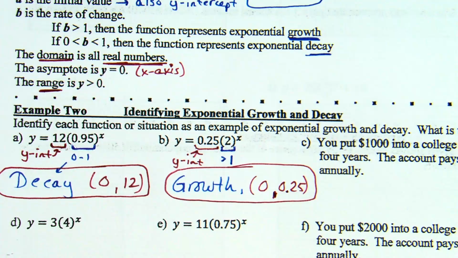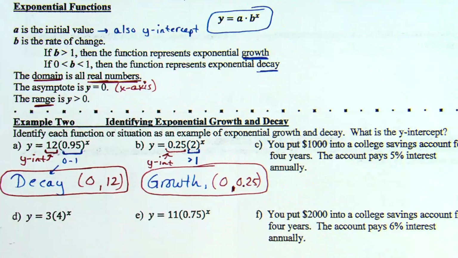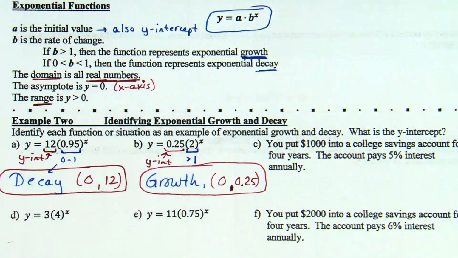You put $1,000 into a college savings account for 4 years. The account pays 5% interest annually. We don't have an equation to look at, but use the idea of the situation here. Is this an example of exponential growth or decay? Growth. Okay. Someone tell me, why would you say growth?